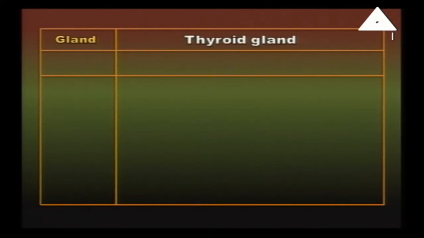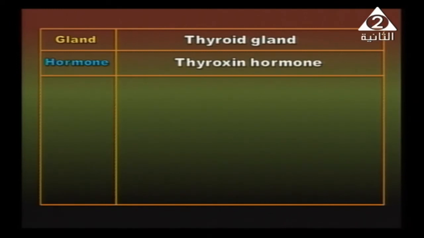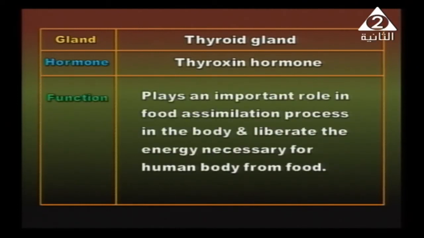Thyroid gland. What is the function of the thyroid gland? The thyroid gland secretes thyroxine hormone. Thyroxine hormone plays an important role in the food assimilation process in the body and also liberates the energy necessary for the human body from food.